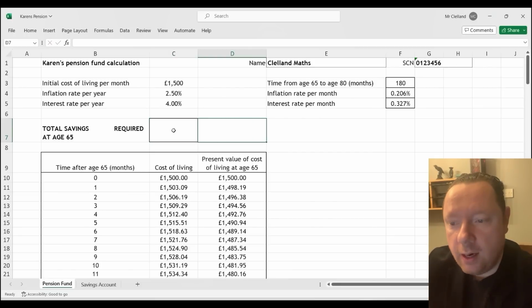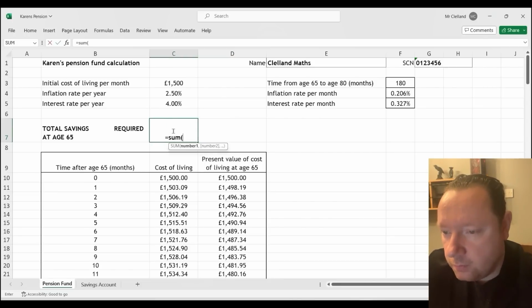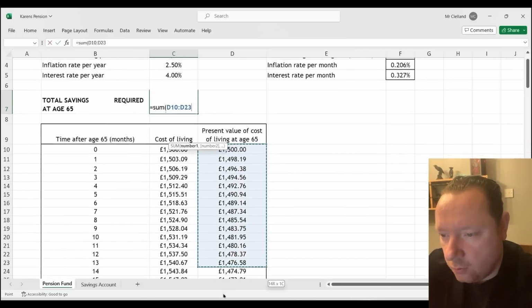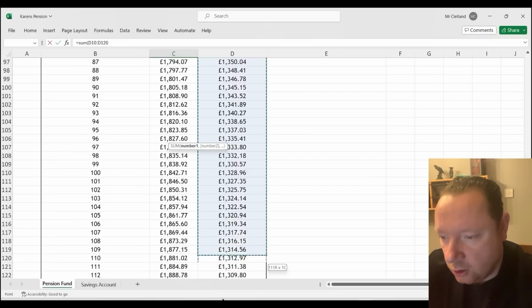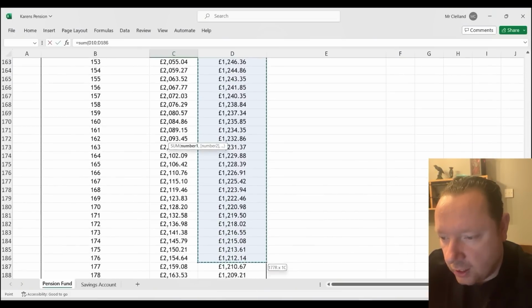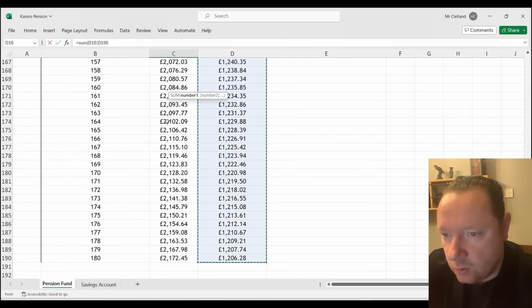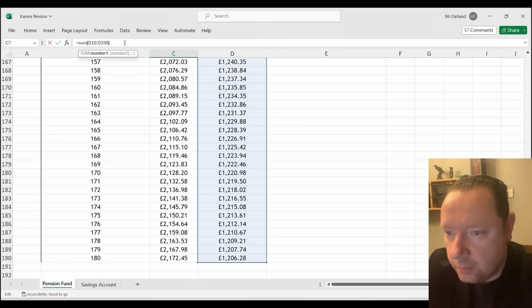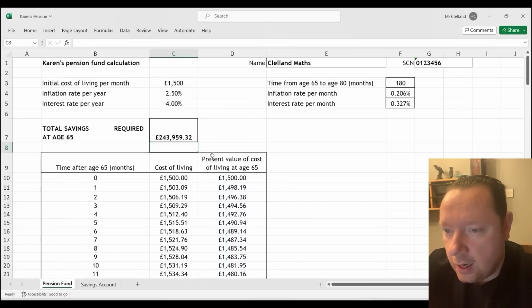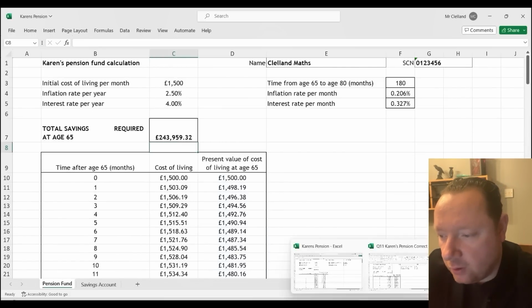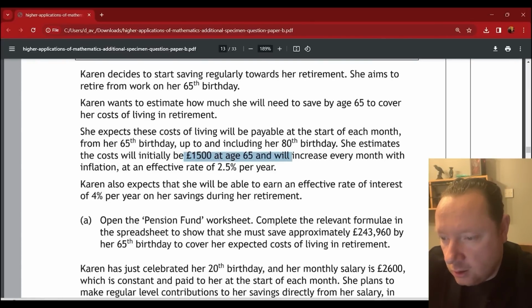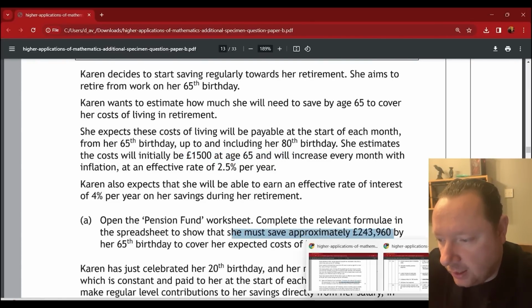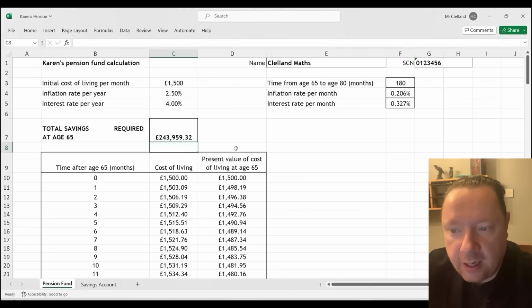So how much does she require? Well, that equals the sum of this one all the way down, and we can drag down or type in the formula, but I'll just drag for you so you can see, to this one, close my bracket, press equals, and we get an answer of 243,959.32. Going back to the question, she must save approximately 243,960. 243,959.32 is approximately 243,960, so we have completed that.